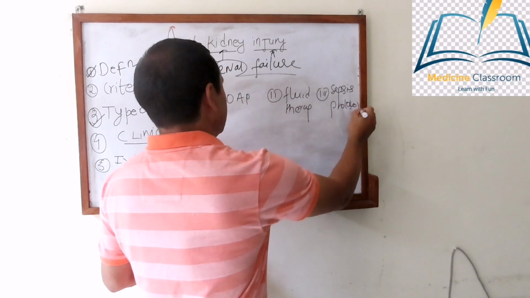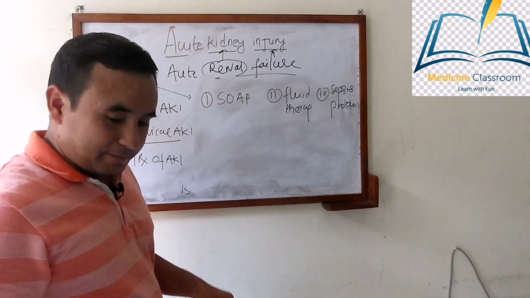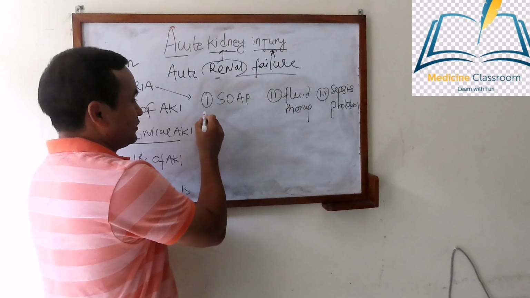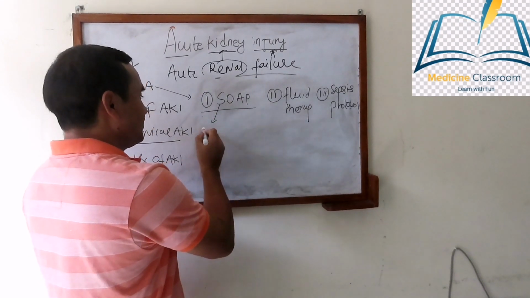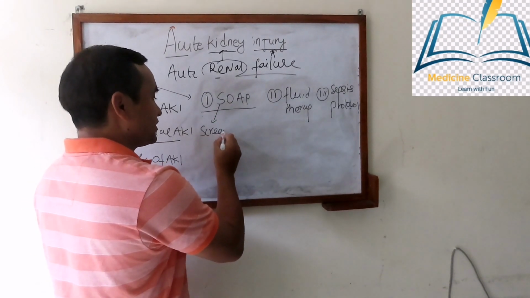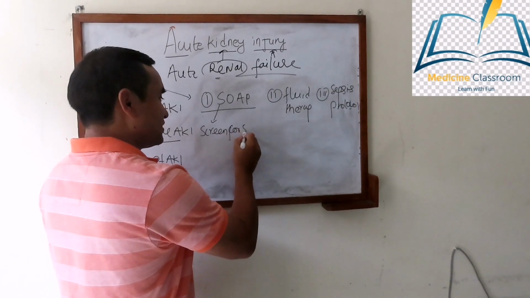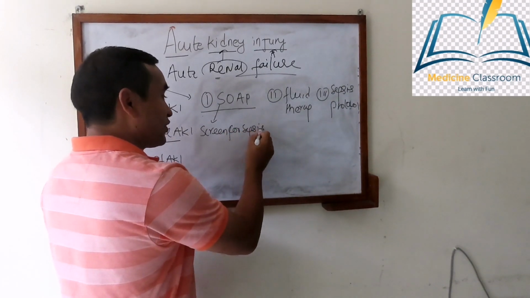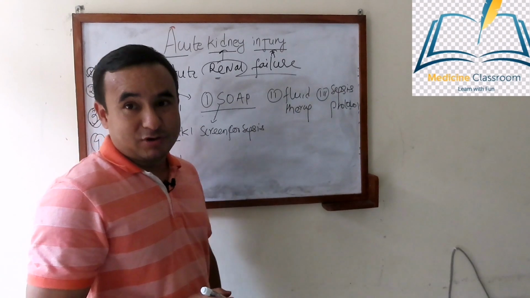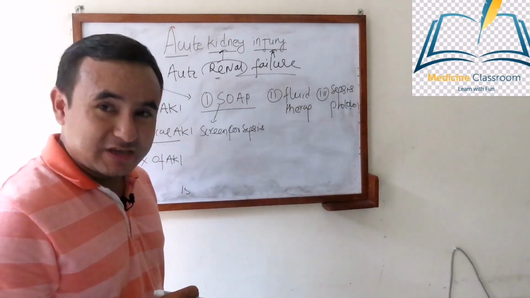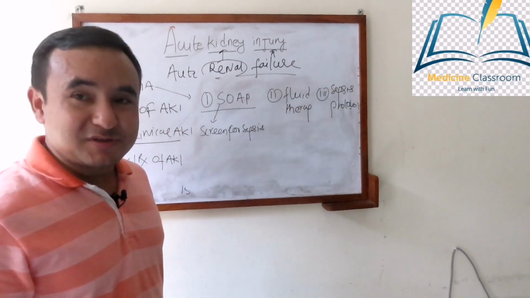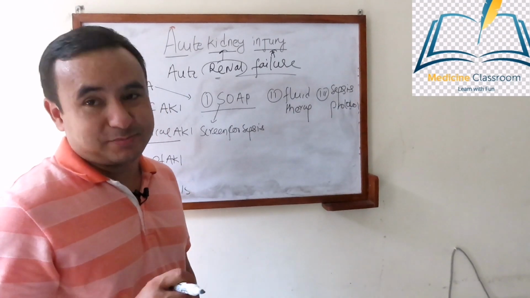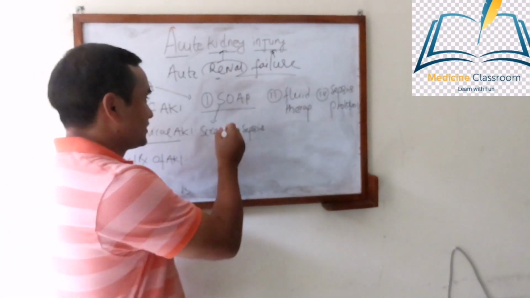So, in the management part, when you see a patient of AKI, you first screen for sepsis. S means screen for sepsis, because we have to always screen for sepsis, as sepsis is one important cause of the AKI. So, you have to always screen for sepsis, and if there is AKI, we have to manage the sepsis.